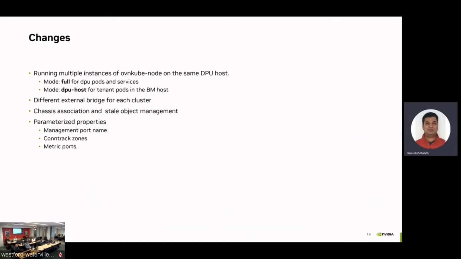Finally, there are also some other parameters which are currently defined as constants in the OVN-Kubernetes code, which should be parameterized to support shared OVN. These, for example, are the management port name, metric server ports, conntrack zones, etc. Now let's get to the demo.